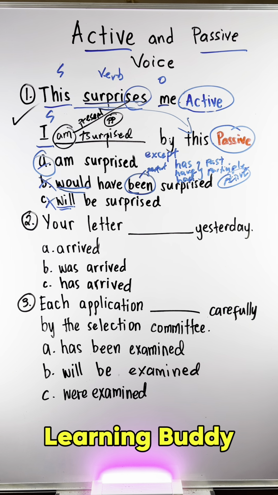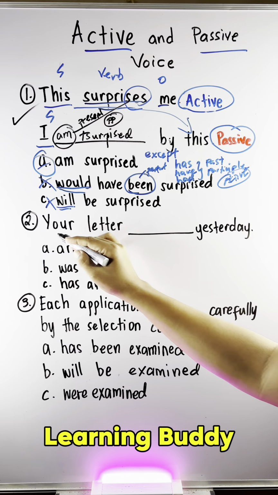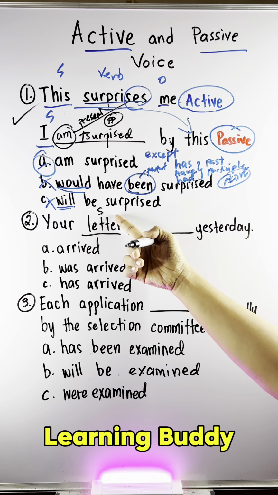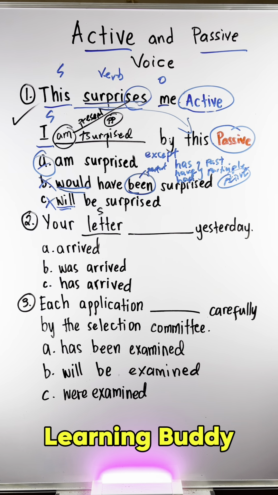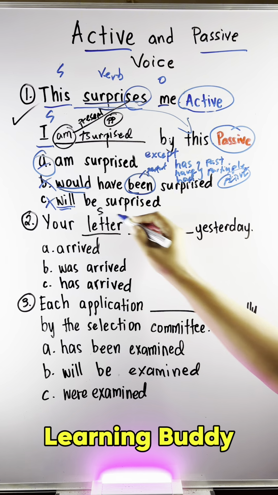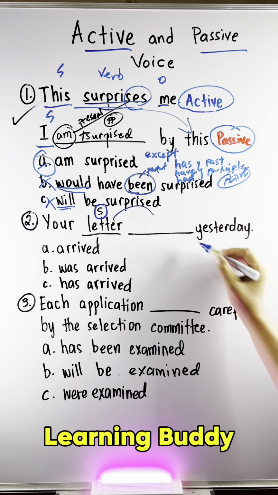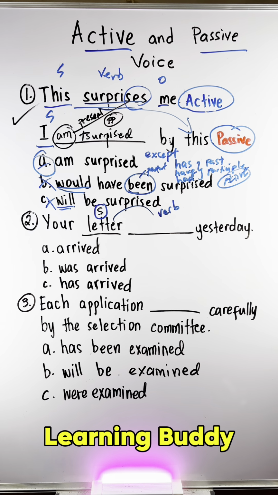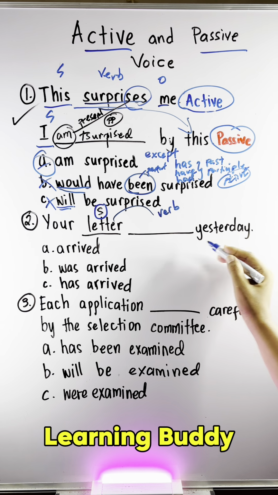Your letter blank yesterday. Is this sentence active or passive? We have a clue to answer this sentence. Who or which is the doer of the action in this sentence? Of course, the subject. The letter. Letter is the subject of the sentence. It is singular, and it is an inanimate object, the subject of the sentence that did the action.